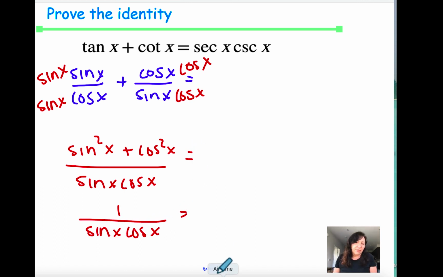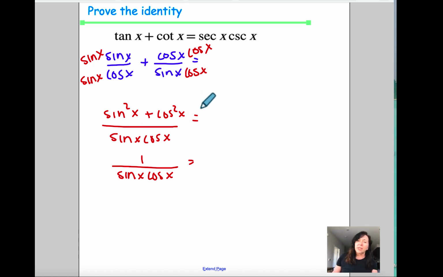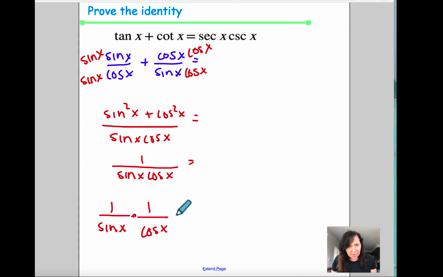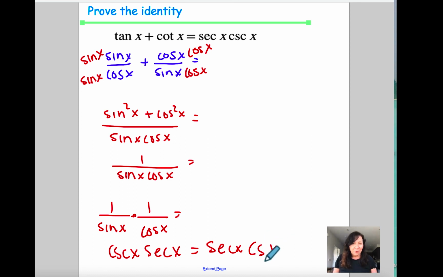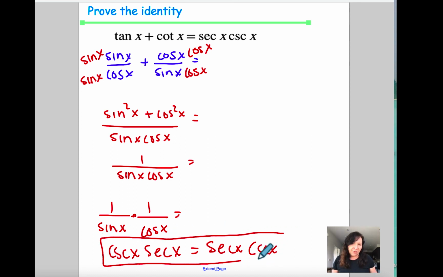Still don't have the same right side, because remember, you're only working one side. But I can split the numerator up into two denominators, which is 1 over sine of x times 1 over cosine of x. That 1 over sine of x is cosecant of x, and 1 over cosine is secant of x, and secant cosecant is the same as cosecant secant, and so therefore these are the same on the left and the right. Right on. We just box that up, go check, and that's it.